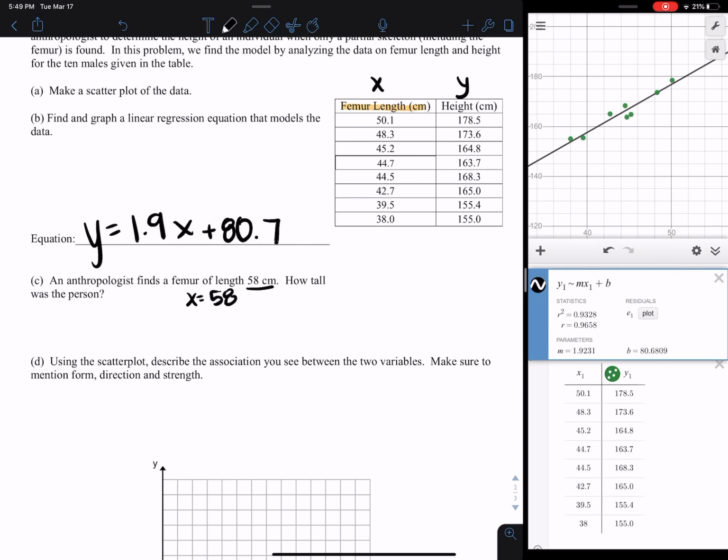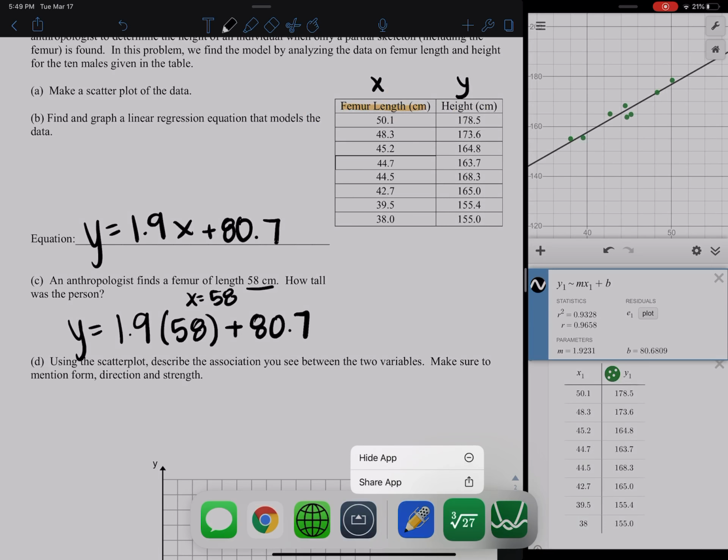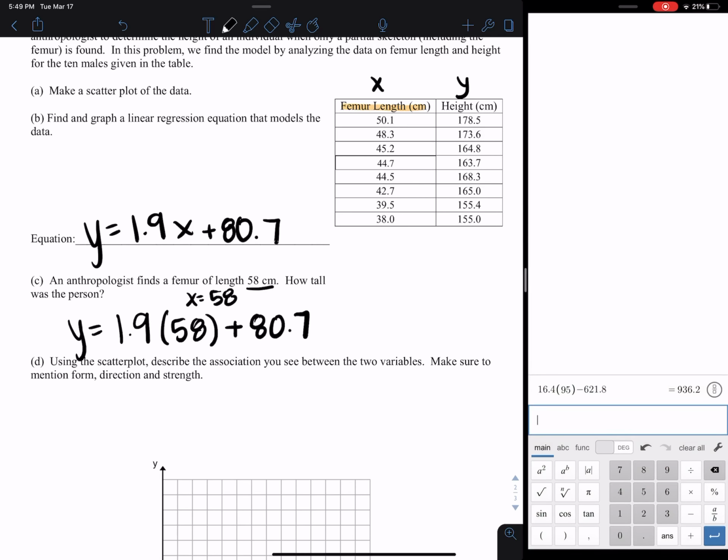So we're going to take that x value and we're going to plug it into our equation. So we have y equals 1.9 times x, but we know x is 58. And then we have plus 80.7. And just like I did last time, I'm going to open up the scientific Desmos. It's just like a normal calculator where you can put in parentheses and stuff.